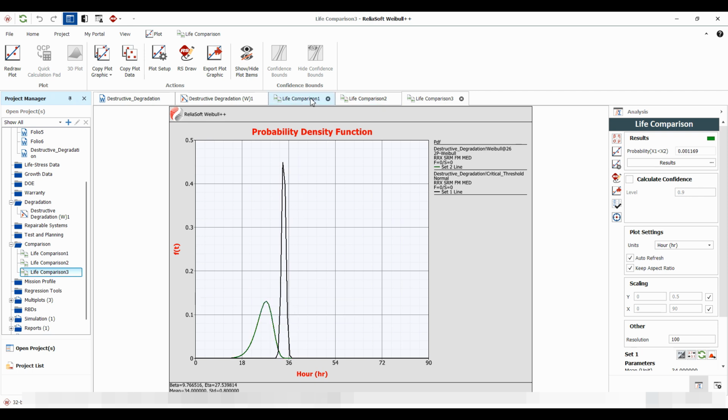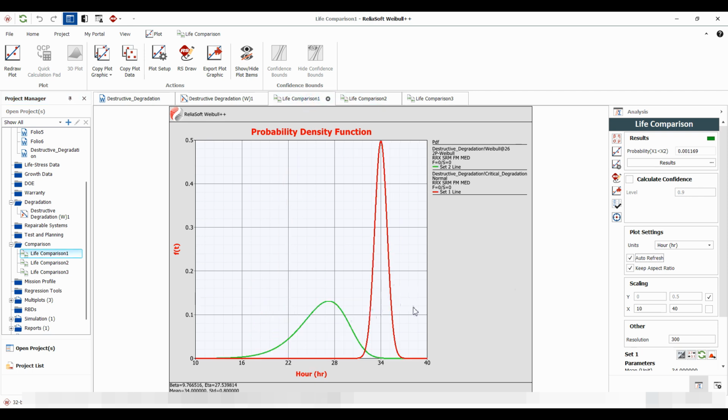We can project them, we can enlarge them and zoom into the area of interest, and we have our critical degradation here. And we have our threshold centered around 34, and that's fixed. And here we have the degradation at 26 weeks approaching our threshold. And this is the projection at 26 weeks.